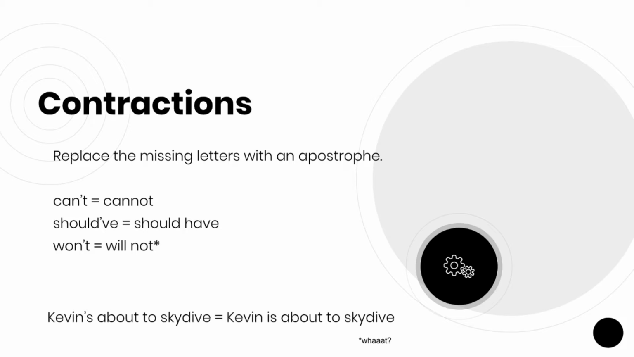We also might do this in a sentence like, Kevin's about to skydive. This isn't possessive. It looks like it might be, but what we're actually saying here is Kevin is about to skydive.